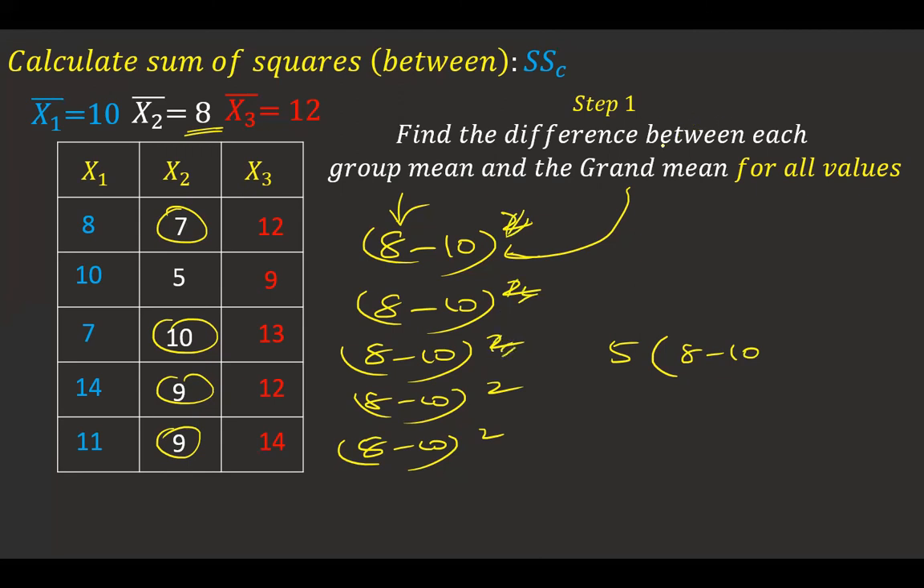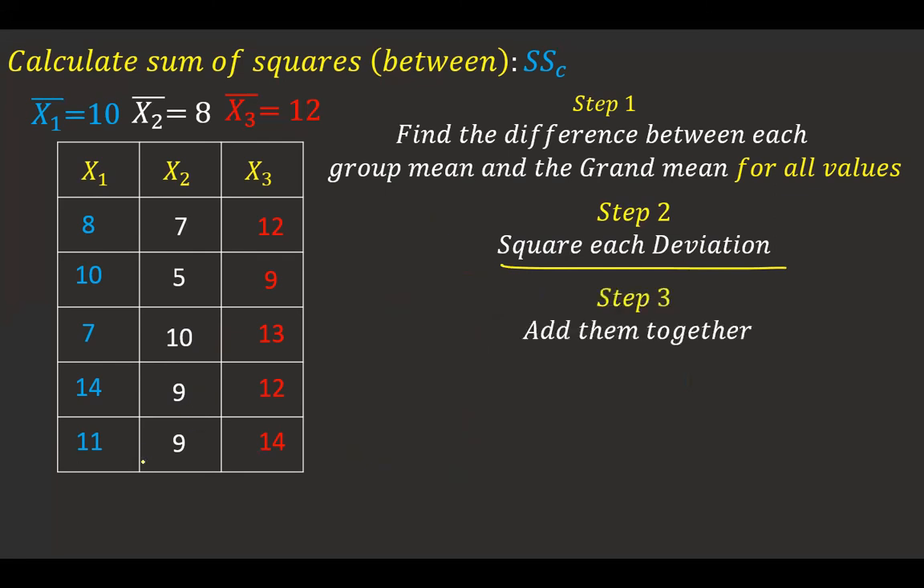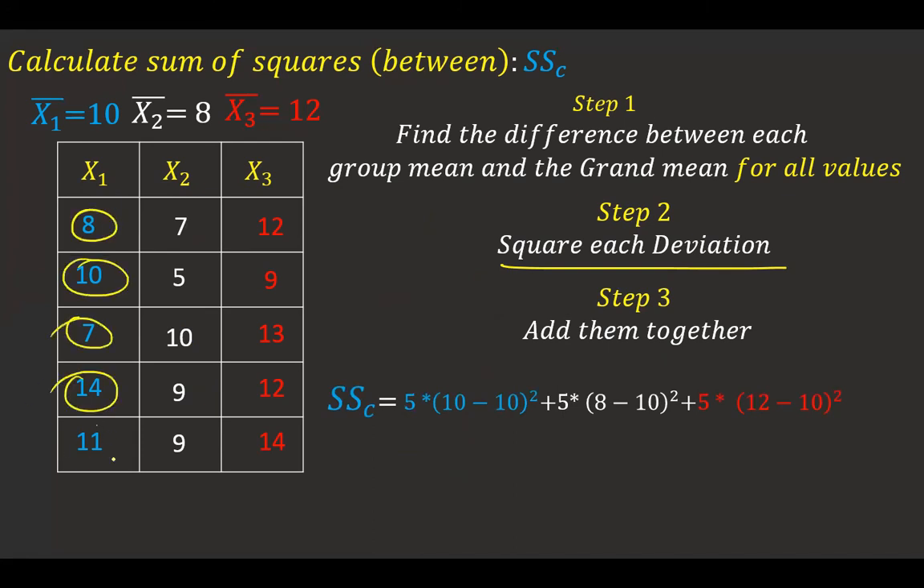Similarly, we are doing it for the third one. Then I'm going to square the value. So square each deviation here, then add them together. How to do this here? For the first group, I'm writing 5 into that. Why am I writing 5? Because there are 5 numbers. So 5 into 10 minus 10. This is the group mean, and this is the grand mean.